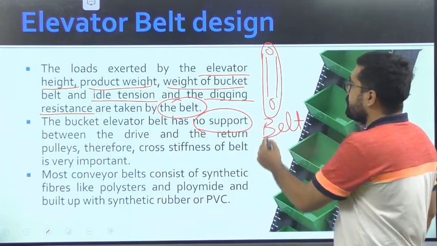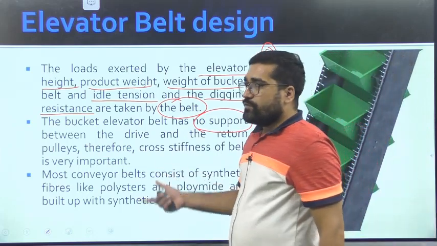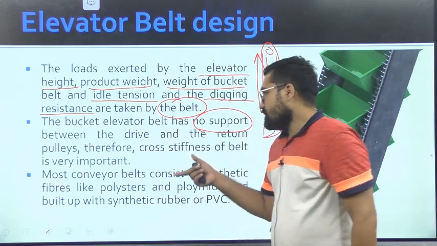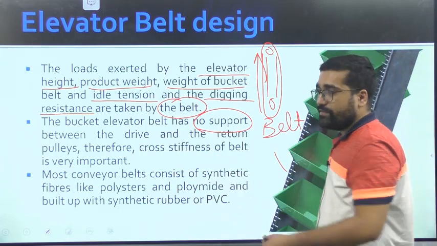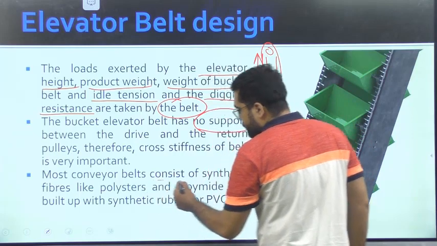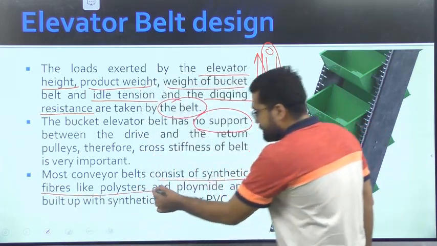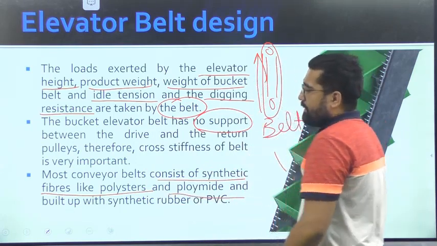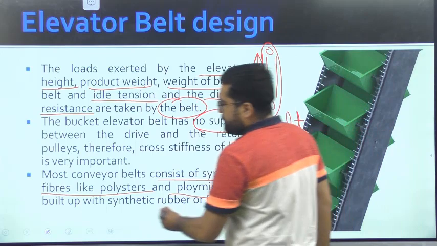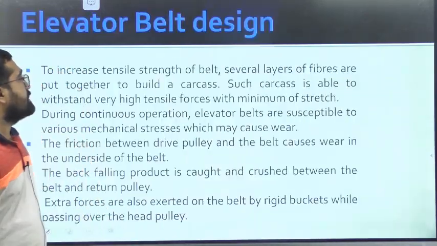So they have to take all the load by themselves, and they have to work for that. Most conveyor belts consist of synthetic fibers. That's why we make the belts of the bucket conveyor with synthetic fibers, polyesters and polyamides, and other synthetic rubbers like PVC. These are the materials which we use to make a belt conveyor.